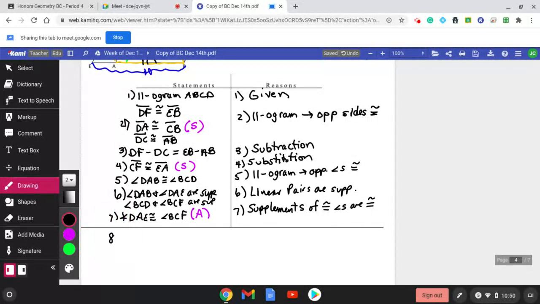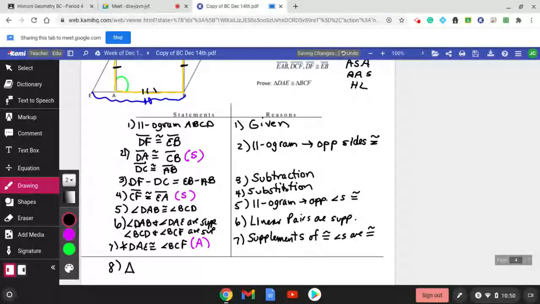So I got triangle DAE congruent to triangle BCF. I'm not even going to ask. I'm 100% sure we know side angle side. Okay, guys? Any questions there?